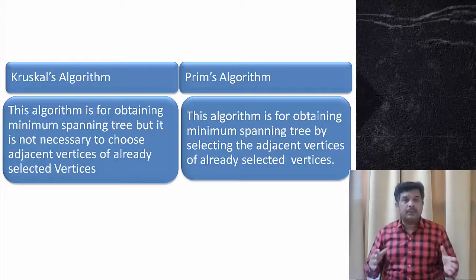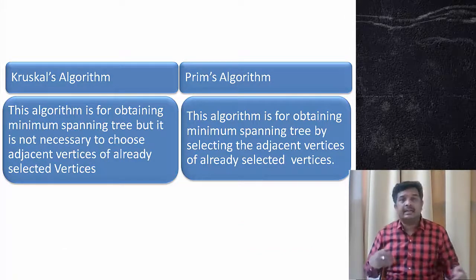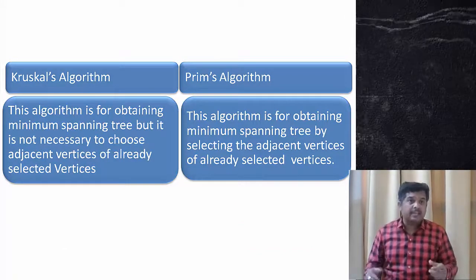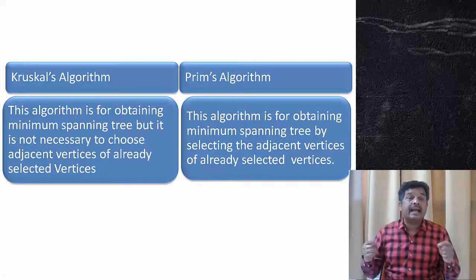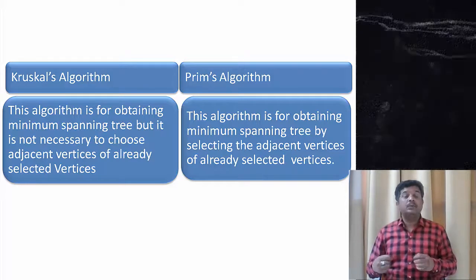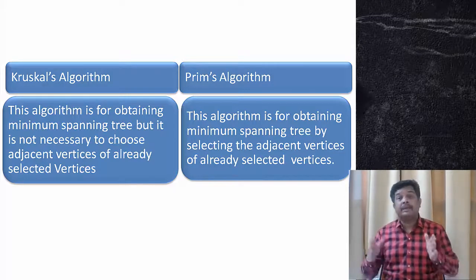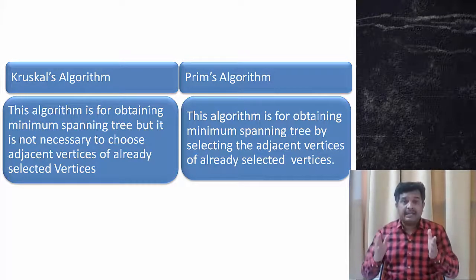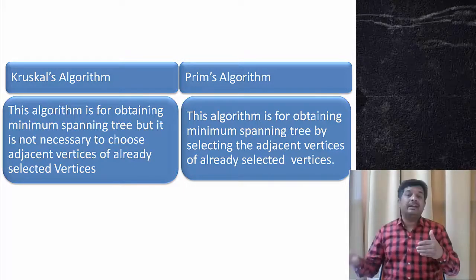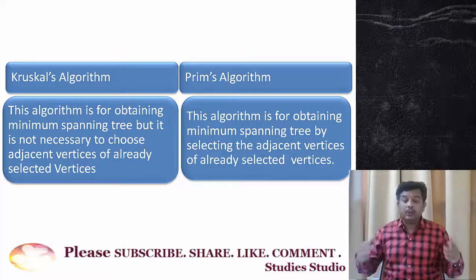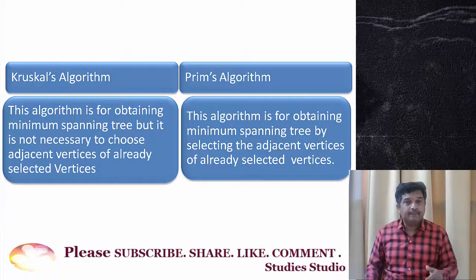So what is the difference between Prim's algorithm and Kruskal's algorithm? Kruskal's algorithm finds the minimal spanning tree without necessarily choosing the adjacent vertices of those already selected. But under Prim's algorithm, we find the minimum spanning tree by choosing the adjacent vertices of already selected vertices. While doing a problem, you will be able to understand it.